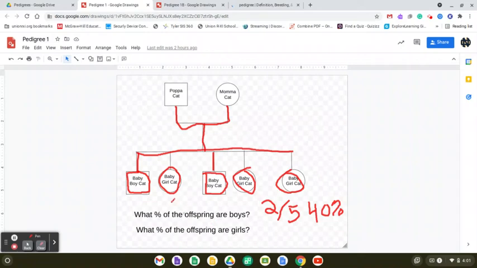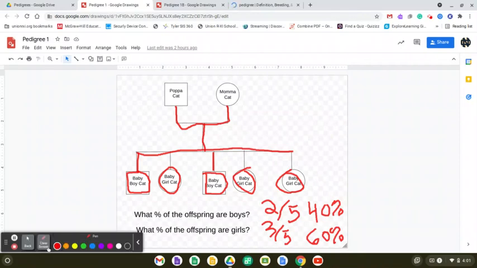What percent of the offspring are girls? Here, 1, 2, 3 of them are girls. So the fraction would be 3 out of 5, which is 60%. Again, just use a calculator, take 3 divided by 5. So we can use it to show something simple like this, the sex of the offspring, but what they're more often used for is to show the genetic side of things.